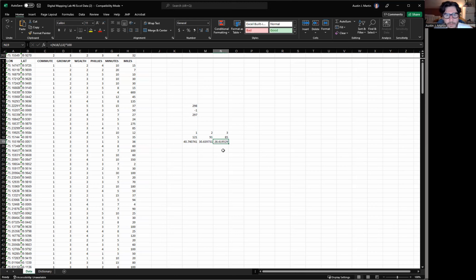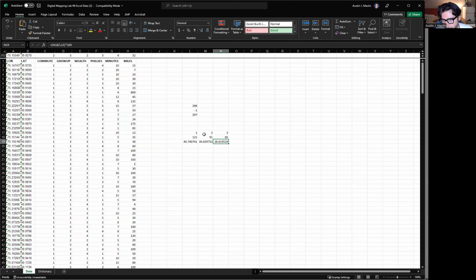And now what we could do firstly is double check ourselves and add these up. So 121 plus 91 plus 85 should total 297, and 40.74 plus 30.64 plus 28.62 should equal 100%. If all of these are broken down by percentage, they should add up to 100, and they do, and so we're correct here, but that's a good way to double check yourself.